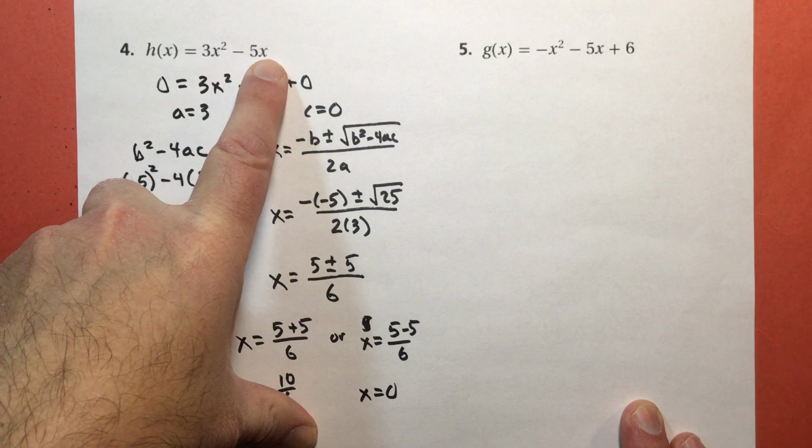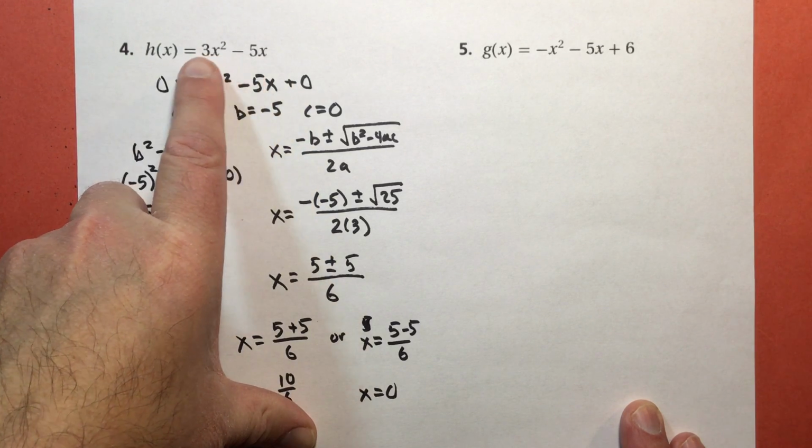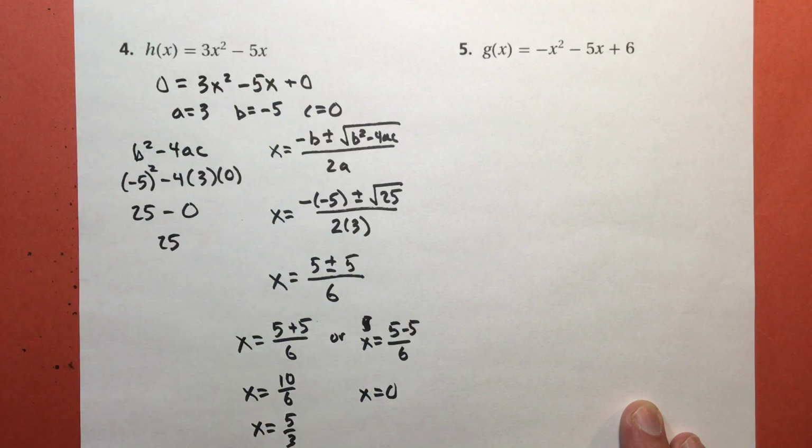By the way, this one I could have done by factoring, because I didn't have that last term here. I could have just factored out a common factor. This is x times 3x minus 5. And the x gives me the 0, and the 3x minus 5 gives me 5/3.